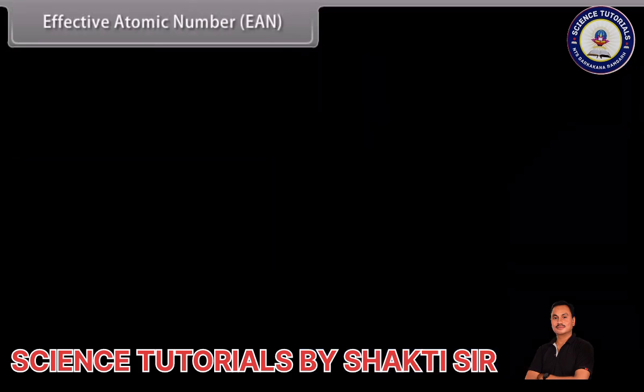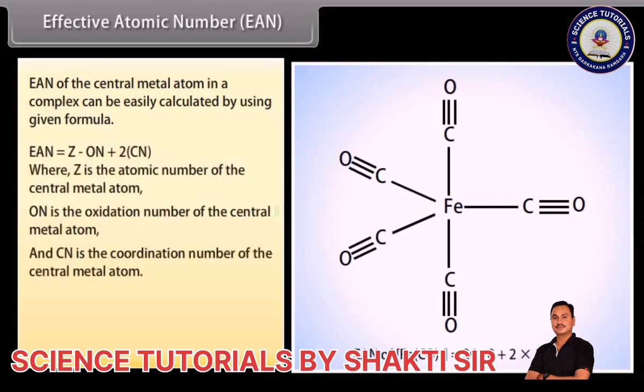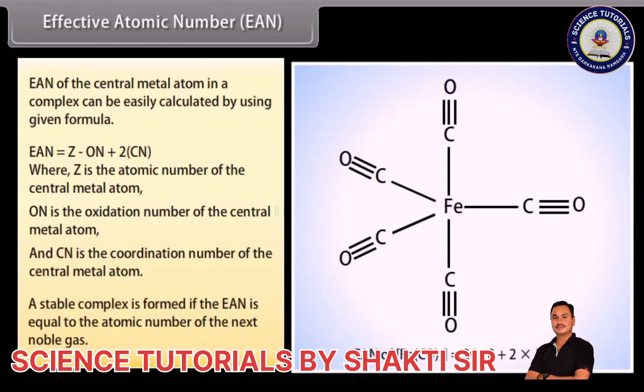Effective atomic number, EAN. Effective atomic number of the central metal atom in a complex can be easily calculated by using the given formula. EAN is equal to Z minus ON plus 2CN, where Z is the atomic number of the central metal atom, ON is the oxidation number of the central metal atom, and CN is the coordination number of the central metal atom. A stable complex is formed if the EAN is equal to the atomic number of the next noble gas.